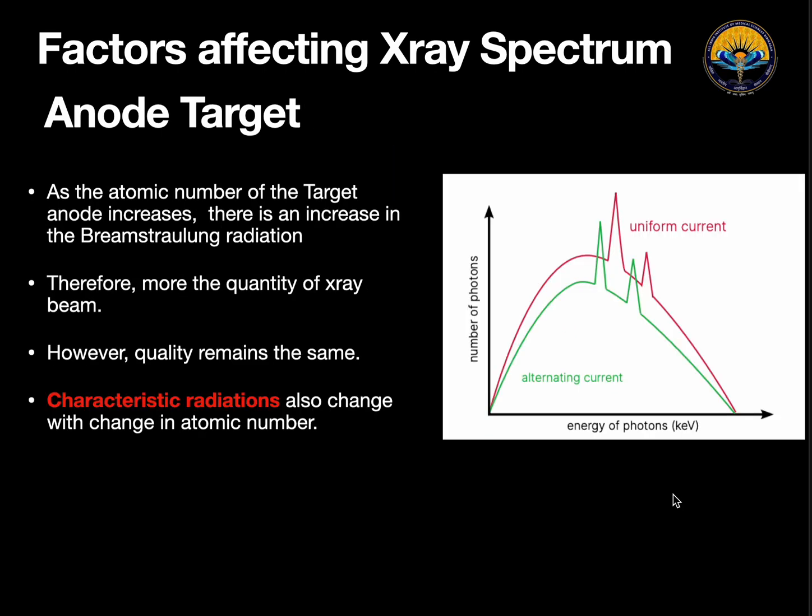Anode target: as the atomic number of the target increases, there's an increase in the bremsstrahlung radiation. Therefore, the quantity of X-ray beams will be more. However, quality remains the same. One more thing, if you have changed the atomic number, then the binding shell energy of K shell and L shell has changed. So characteristic radiation is also changed.